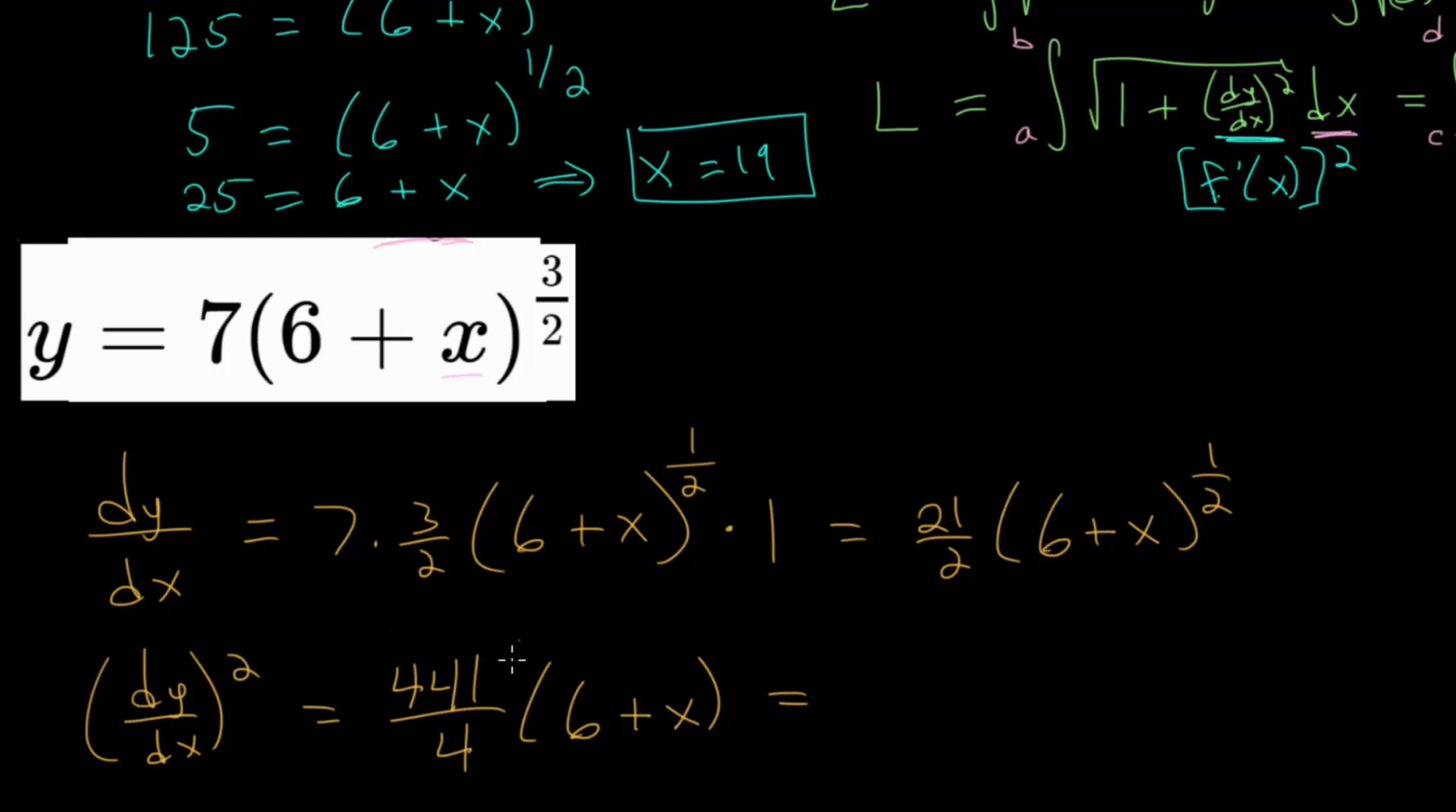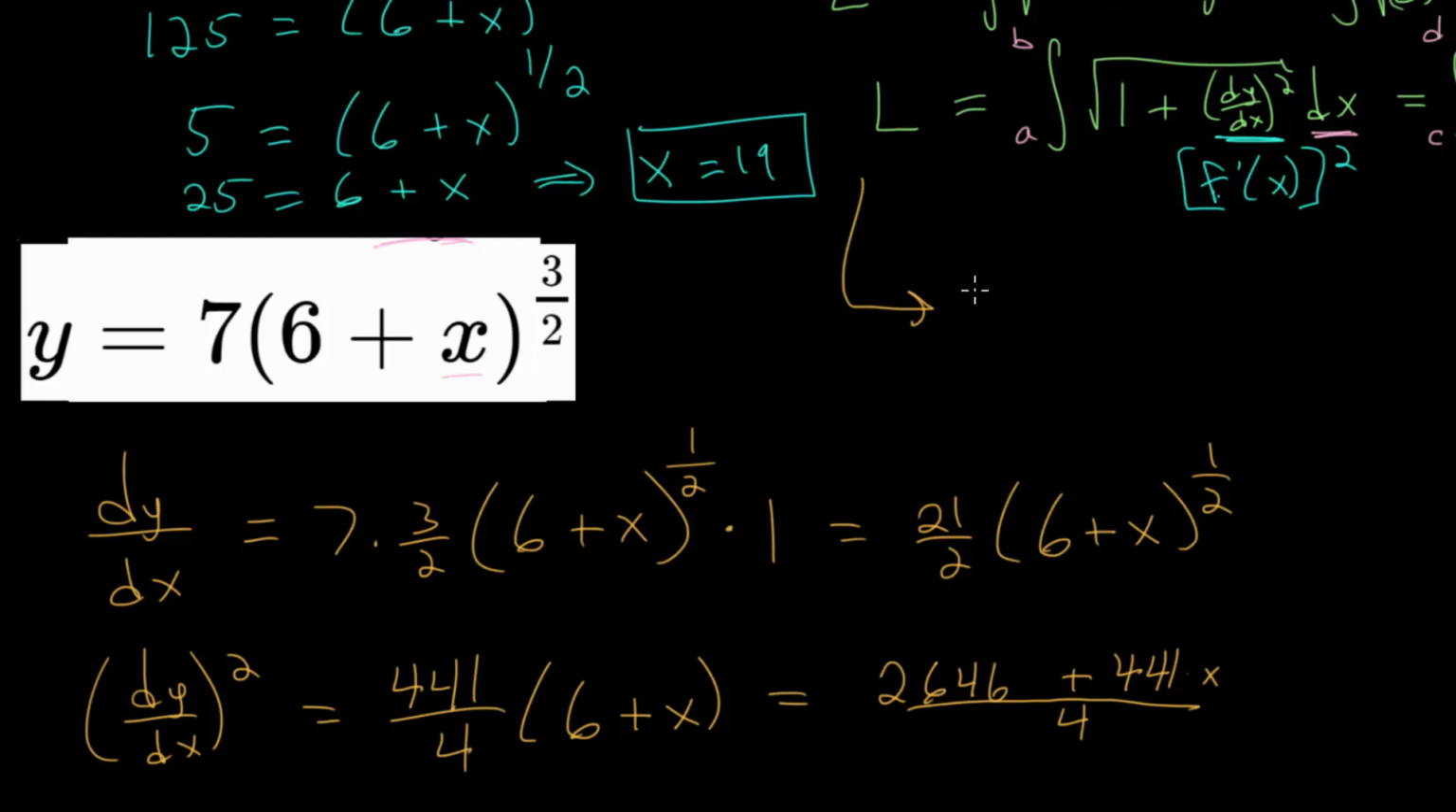If we distribute the 441, we get 2,646. And we have 441 multiplied by x, and then all of this is divided by 4. So that's this expression, and then we have to add 1 to that. So let's start working on this arc length formula.